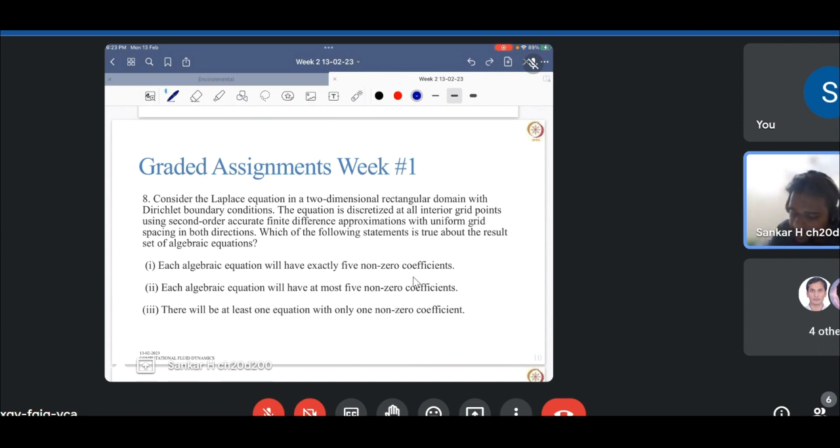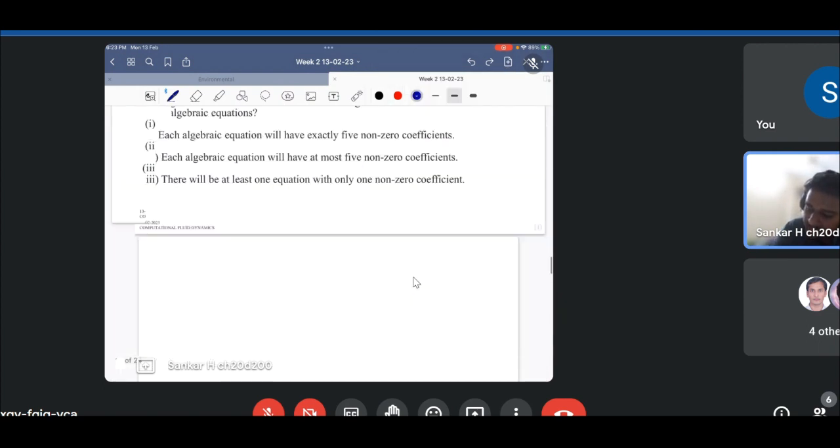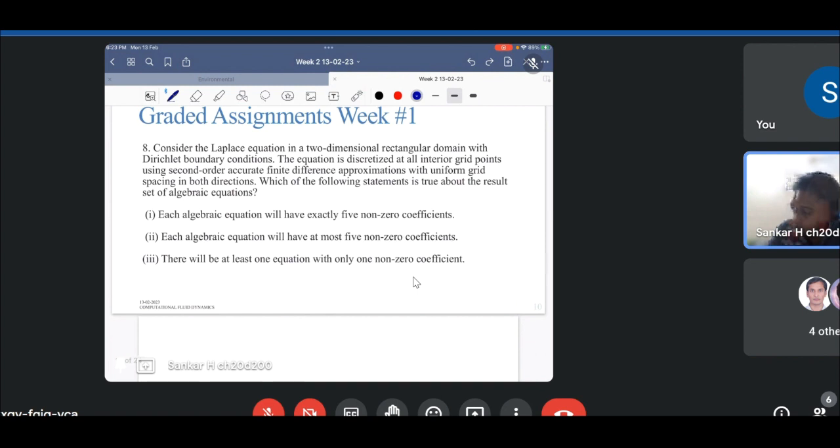where we consider the Laplace equation in two dimensions. In a two-dimensional rectangular domain with Dirichlet boundary conditions, the equation is discretized at all interior grid points using second-order finite difference approximations with uniform grid spacing in both directions. Which of the following statements is true about the set of linear algebraic equations?